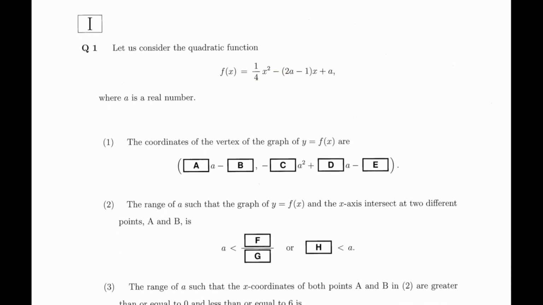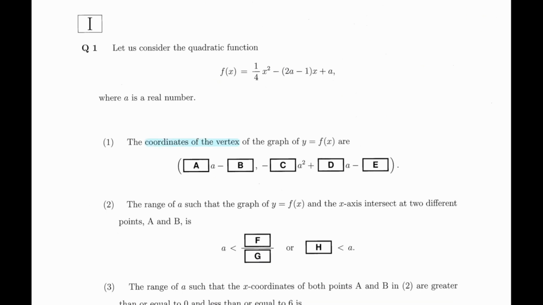In this question, we have a quadratic function f of x, which equals 1 over 4 x squared minus (2a minus 1)x plus a, where a is a real number. The first question is, the coordinates of the vertex of the graph of y equals f of x are blah blah blah. So for the first question, we want to find the coordinates of the vertex.